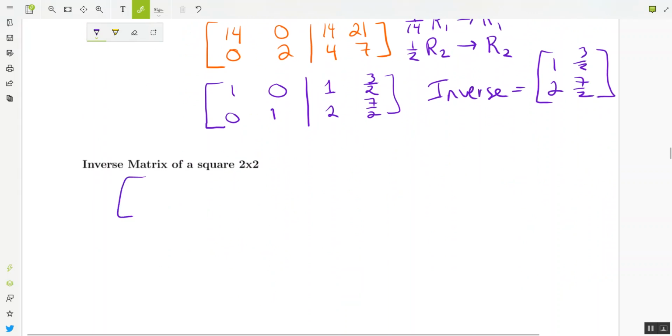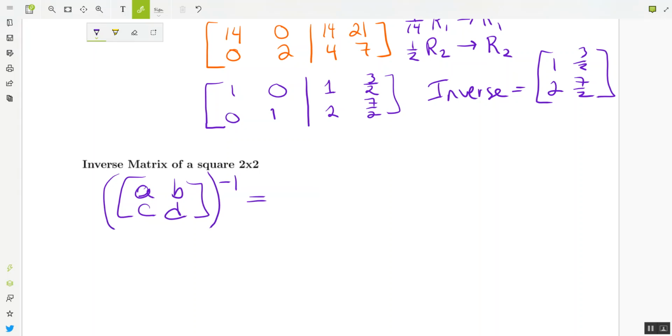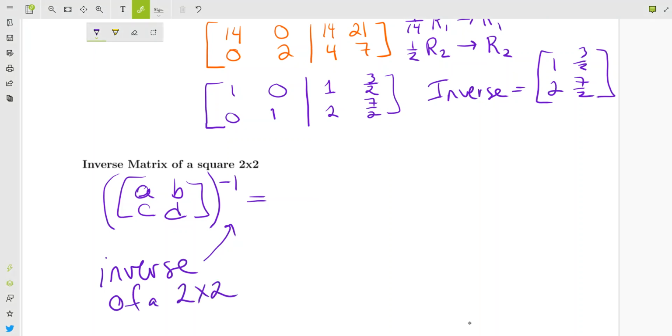If you have a square 2x2 matrix, which I'm going to call the entries A, B, C, and D, we'll say that that's our matrix. When I do its inverse, it actually follows a specific pattern, so let me put parentheses around this. Read this as: the inverse of a 2x2 is always the following. I'm going to write this two ways because I'm worried you're not going to see it the first way.